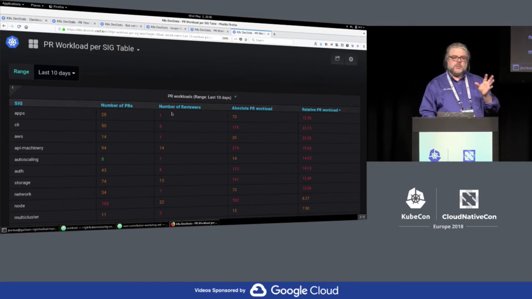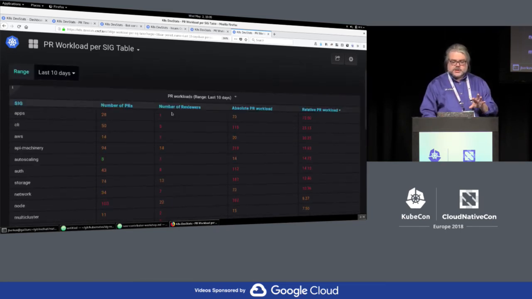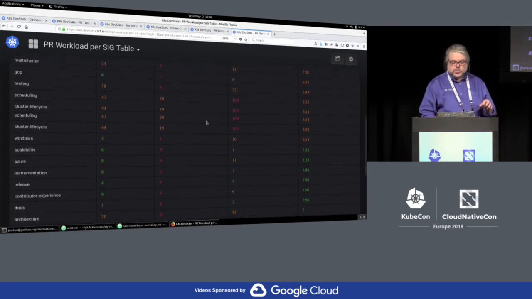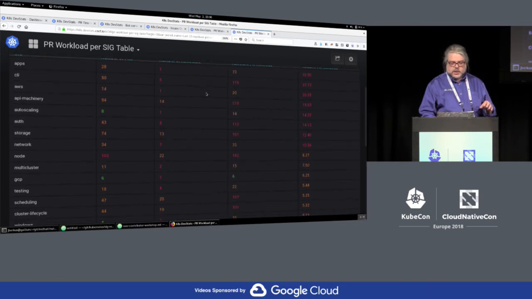And there is a problem with this. I told you it was still under development, and the problem is that SIGs that have very low numbers produce weird factors for relative PR workload, because they don't actually have a lot of PRs, but they have very few reviewers because it's just a small workload in general. So ignore the ones that have ones in the columns and look at the ones that have more moderate amounts.